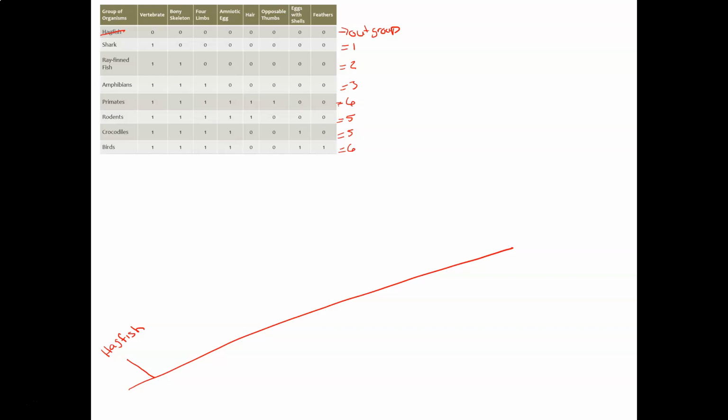So the next thing I want to look at then is who has the fewest number of characteristics. And that looks like it's our shark. And if I go down that characteristic that that shark has that the hagfish doesn't, that's that vertebrate, and so does everybody else. So that means that that shark is going to be the next one to show up here on my tree.